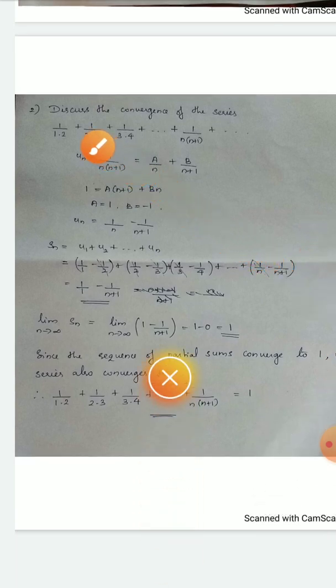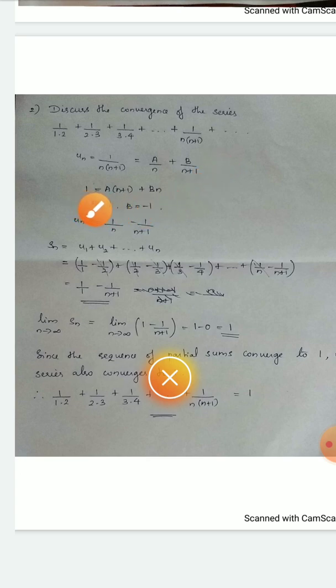Look at the next problem. Discuss the convergence of the infinite series. Here you are given an infinite series, 1 by 1 into 2, plus 1 by 2 into 3, plus 1 by 3 into 4, plus etc., plus 1 by n into n plus 1, plus etc. Here the nth term un is 1 by n into n plus 1, and can be written as a by n plus b by n plus 1.